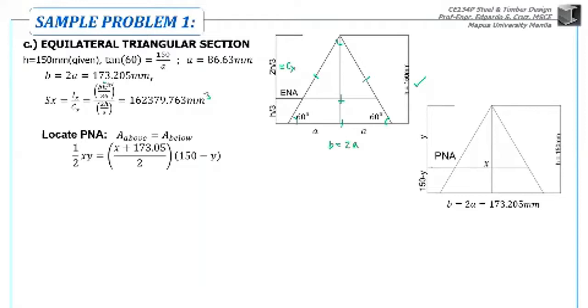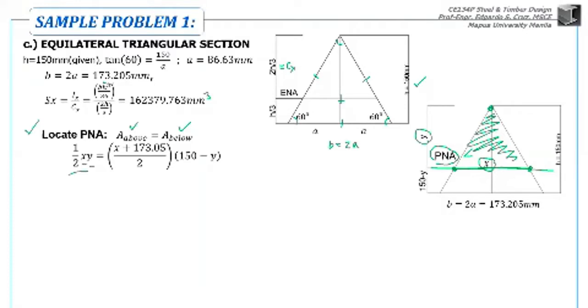So, I assume that my PNA is here. Tinawag ko siya as the plastic neutral axis. Tapos, tinawag ko yung dimension na to is x distance. So, kung tinawag kong x distance yan, tinawag ko naman tong y distance measurement from the vertex. Okay? So, ano yung area above? Okay, so sabi natin, para ma-allocate yung neutral axis plastic, dapat daw yung area above must be equal to the area below. So, the area above is yung area of the triangle above. Ito, yung triangle above. And that would be 1/2, the base is x, and the height is y.